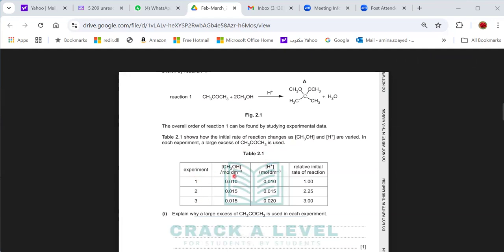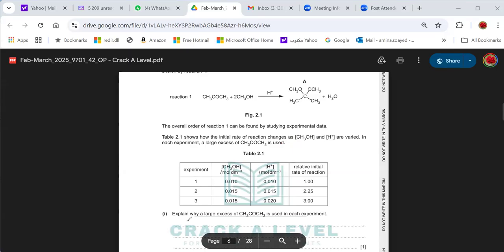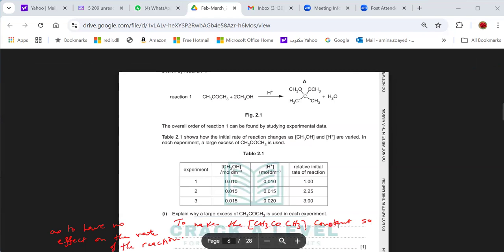They gave us 3 experiments. They gave us the concentrations of each of the methanol and the hydrogen ions and the relative initial rate of reaction. And in the first question, they said, explain why a large excess of propanone is used in each experiment. So we say that a large excess of the propanone is used to make the concentration of propanone constant, so as to have no effect on the rate of the reaction.